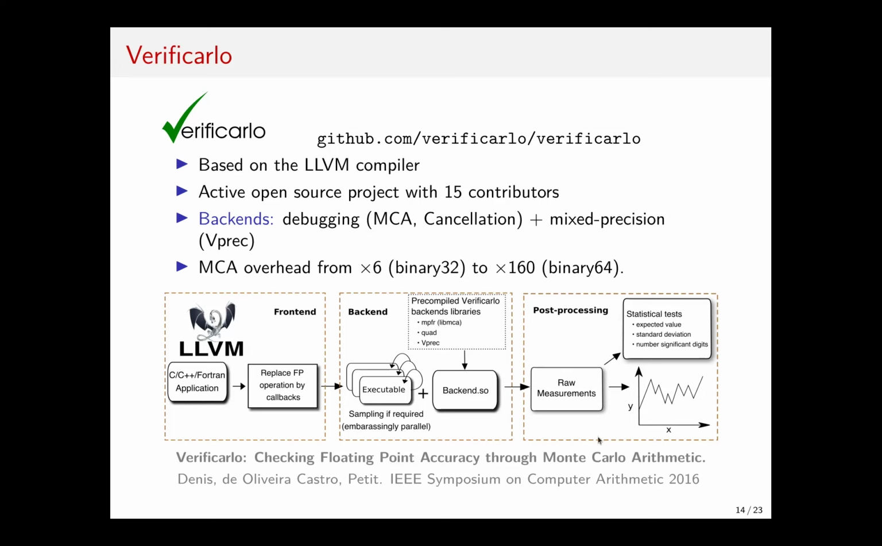Then we run the code, we get some data, and depending on the backend, we are going to do an appropriate statistical test to interpret it. The overhead is quite big. You can see it goes from 6 times slower to 160 times slower. And I will show more details later.